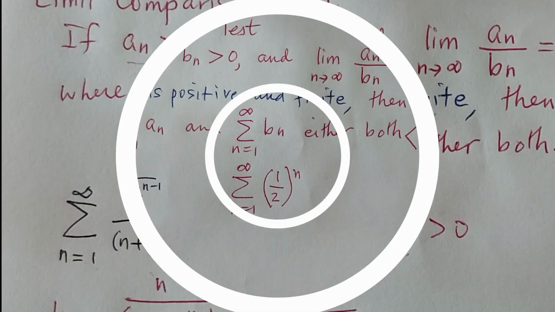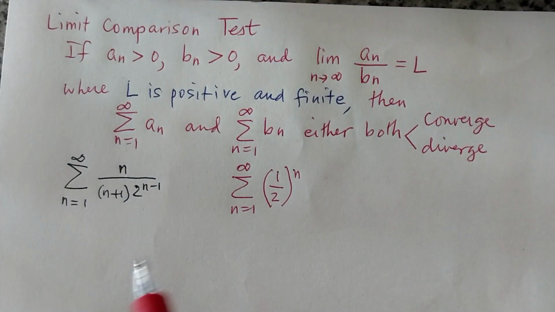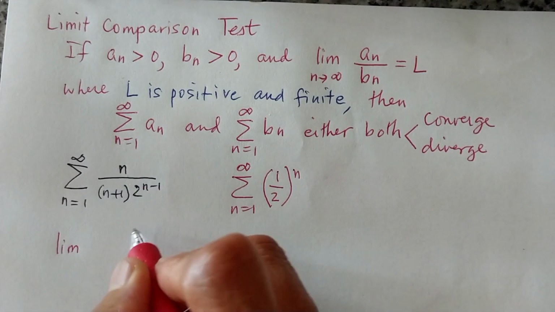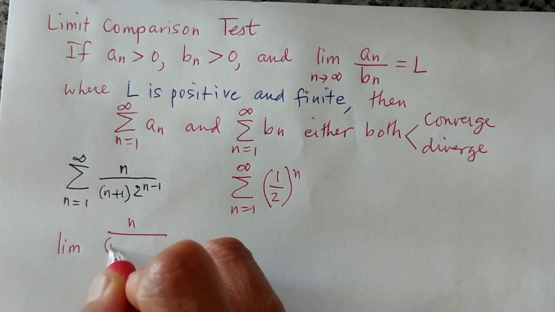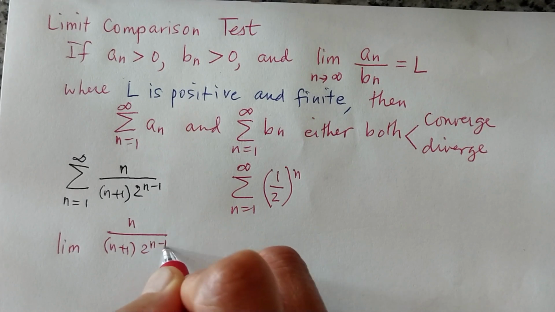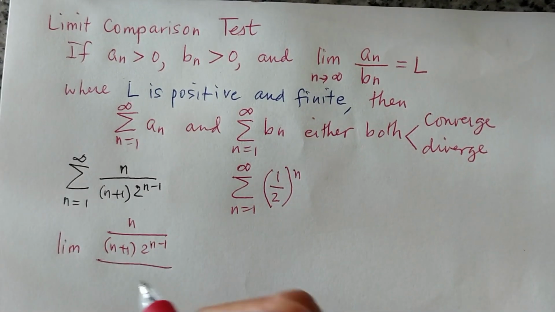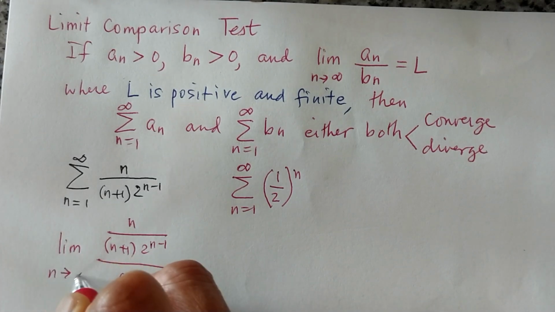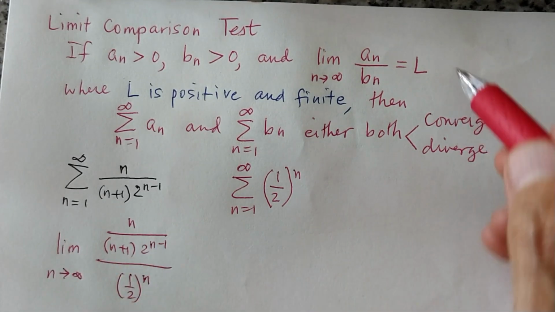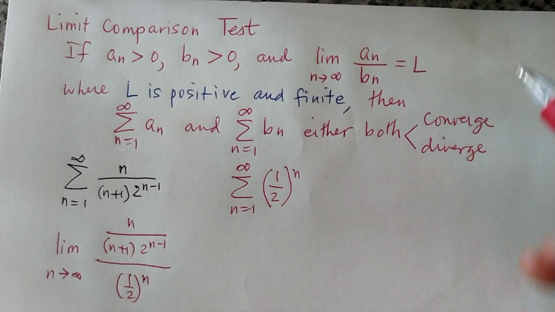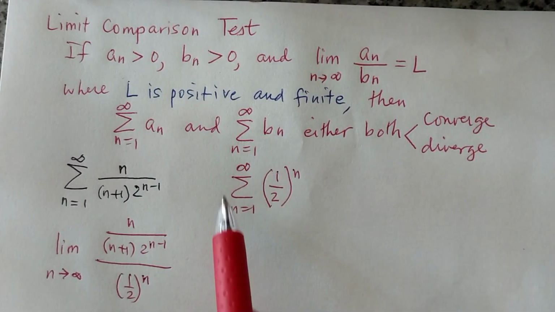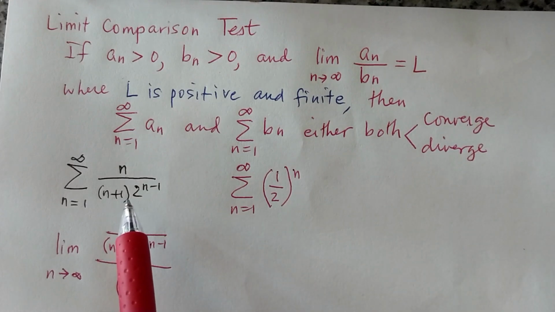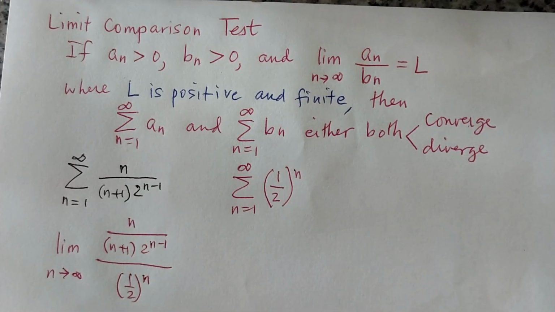What we're going to do is find the limit of this series over this series as n goes to infinity. If our limit is equal to some finite number L, then because we chose a geometric series that is convergent, we can decide that this is a convergent series as well. So we will need some algebra here.